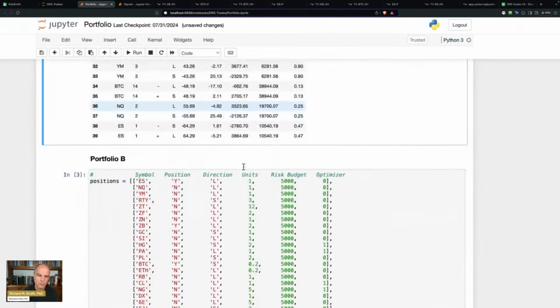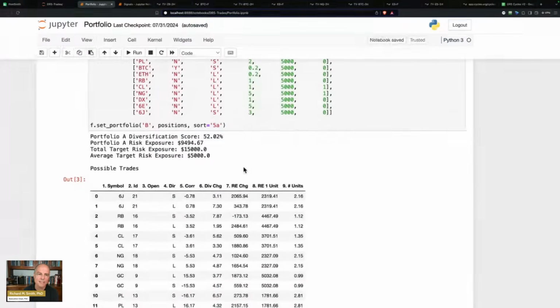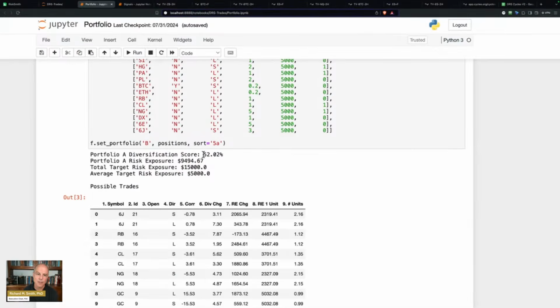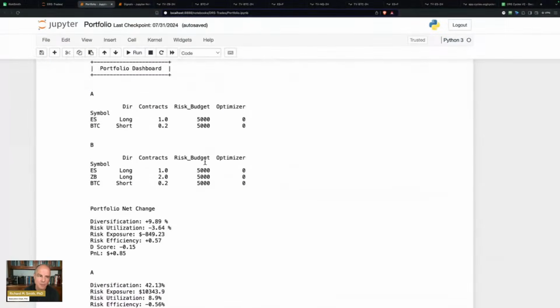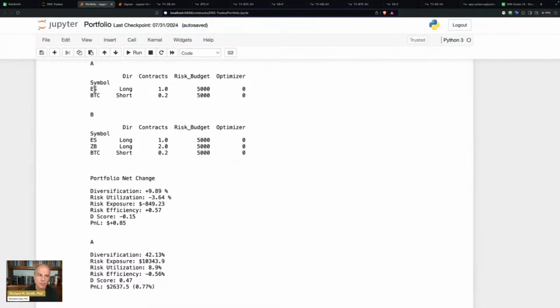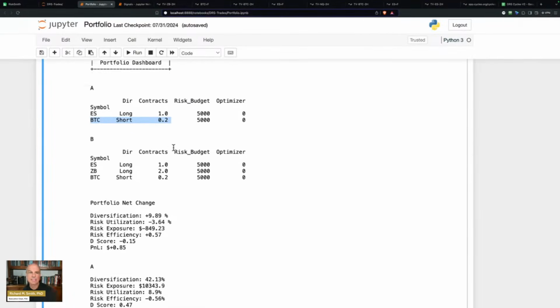Diversification. And portfolio B here, now we've added the bond trade. Okay. Our diversification went up to 52% and our exposure actually went down. In fact, I can compare them further down this table here. Okay. So portfolio A has the long E-mini, short Bitcoin, okay? And portfolio B has the same long E-mini, short Bitcoin, and long treasury bonds.